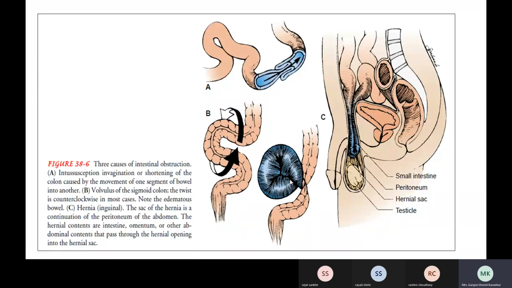And third, the part of the intestine will slip out, right? So the sac of the hernia is a continuation of the peritoneum in the abdomen, and the hernial contents would be here. In this case, it would be intestine, omentum, or any other abdominal contents that pass through the hernial opening into the hernial sac. So these are the three basic causes: intussusception, volvulus, and hernia.